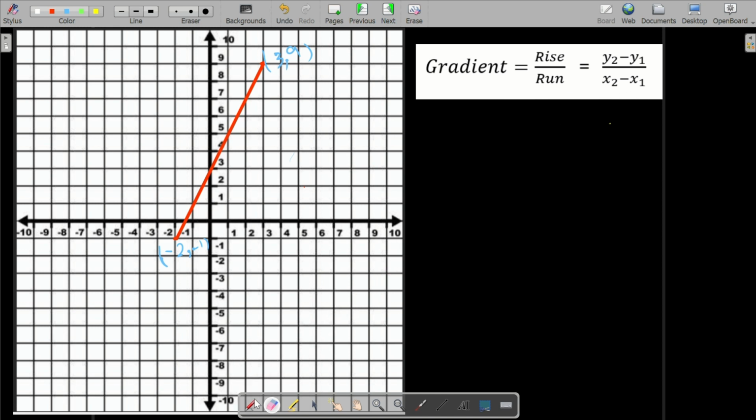If you take a look here, how can I get the gradient of this red line, which you can see? Get any 2 points on the line. It can be the first point and the end point, or any 2 points you know for sure on the line. For example, let's take a look at these 2 points. The first point is (3, 9). The second point is (-2, -1).